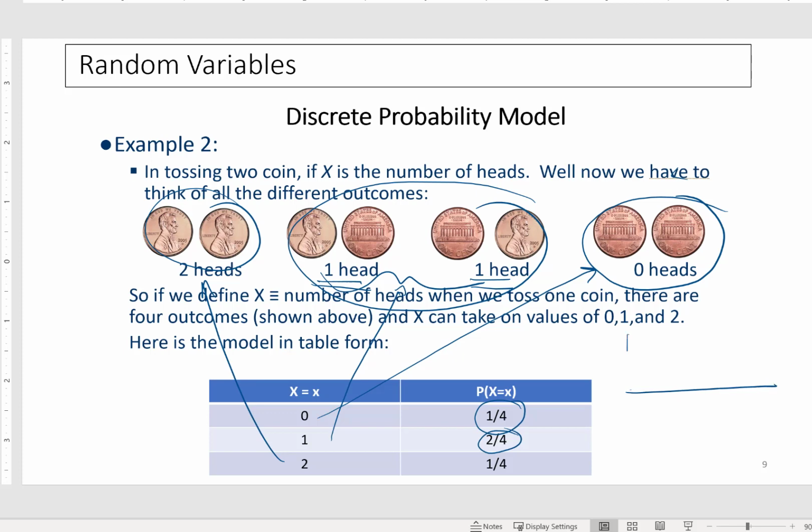And we could put it on the number line. So here we could make a histogram of it in graphical form. So here's 1/4 and 2/4. So we saw 1/4 at 0, 2/4 we saw 1 head, and then we saw 2 heads only 1 out of the 4 times.